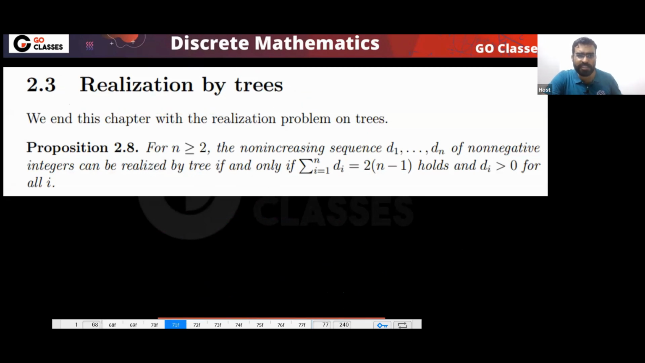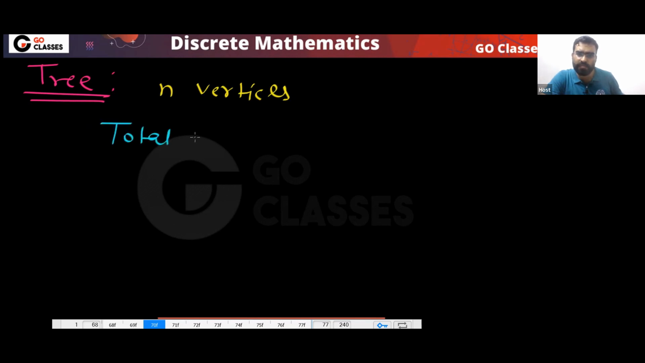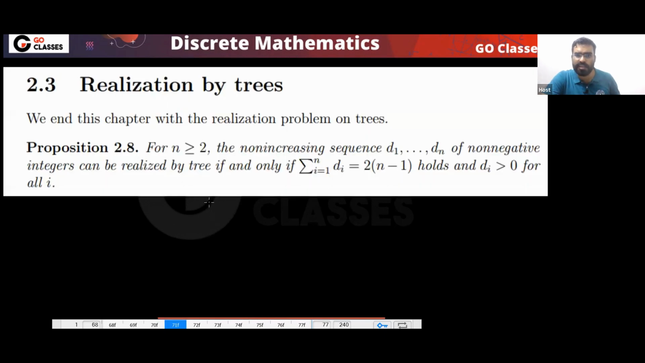You know, how many edges are there in a tree? If you have n vertices, then what should happen? First of all, what should be the total degree? Then you know that the number of edges will be equal to n minus 1, and total degree will be equal to twice the number of edges. So total degree will be 2 into n minus 1. And this is the condition. That's it.